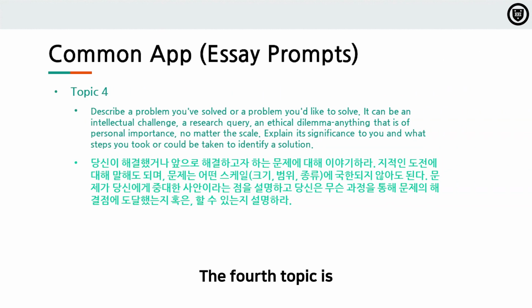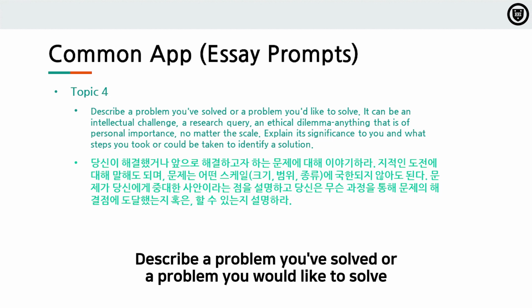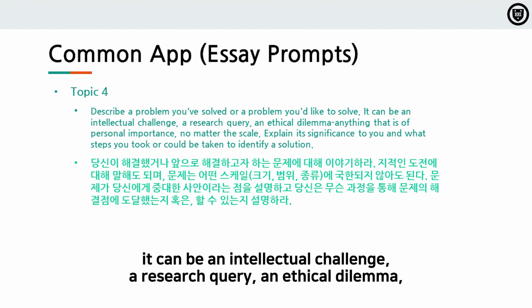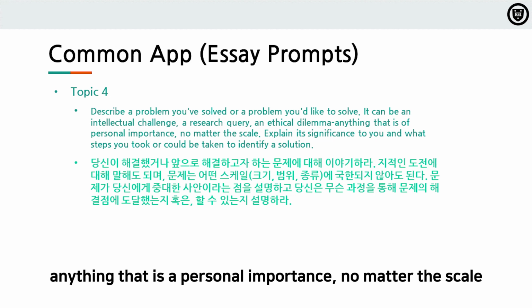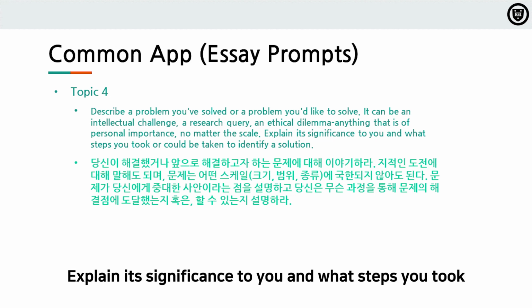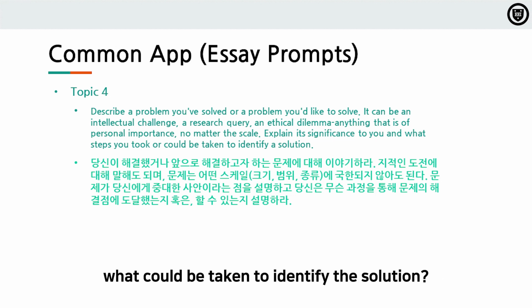The fourth topic is describe a problem you've solved or a problem you'd like to solve. It can be an intellectual challenge, a research query, an ethical dilemma, anything that is of personal importance, no matter the scale. Explain its significance to you and what steps you took or could be taken to identify the solution.